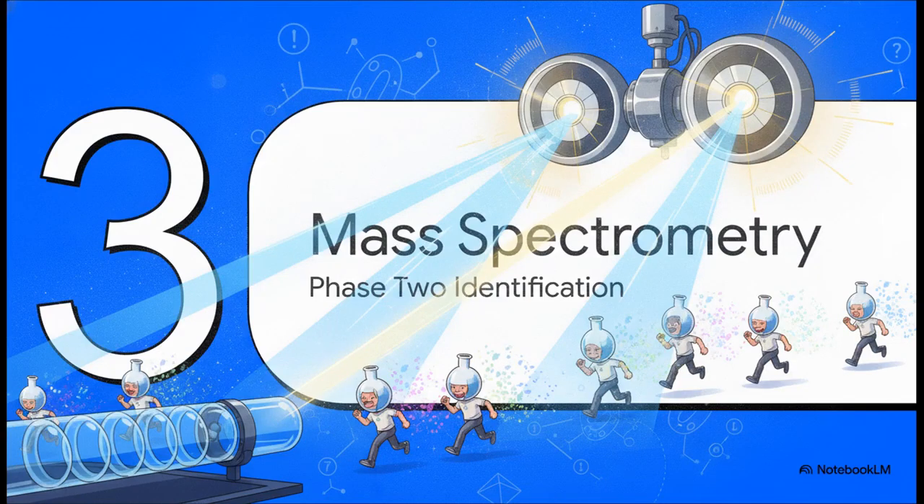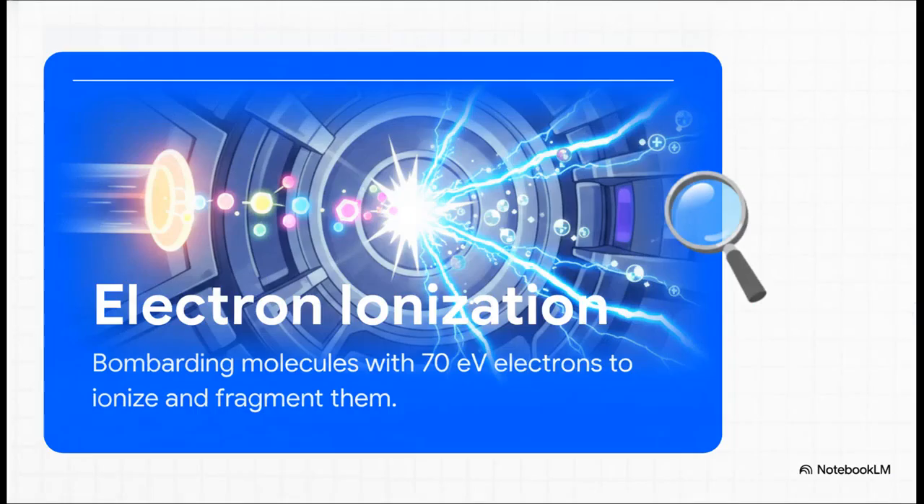Once our molecular runners are beautifully separated in the GC column, we hit Phase 2, mass spectroscopy. Now, as each separated compound exits the end of the GC column, it plunges into the high vacuum environment of the mass spectrometer's ion source. Here, we most commonly use a technique called electron ionization, or EI. The molecules are essentially bombarded with a stream of highly energetic electrons, specifically at 70 electron volts.